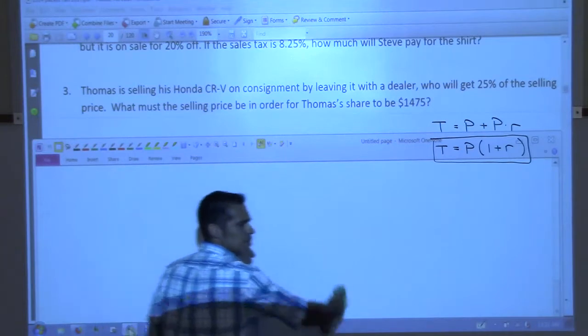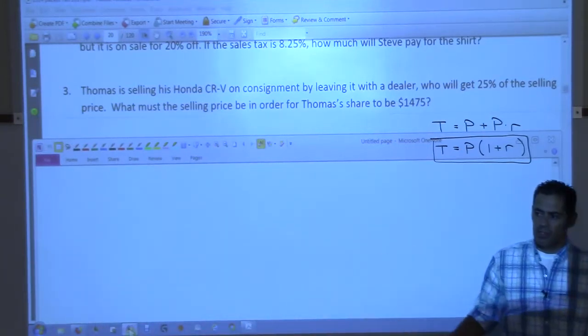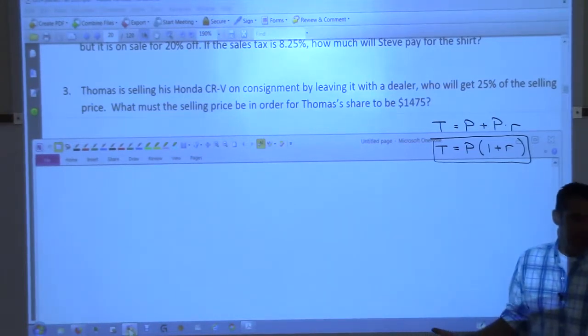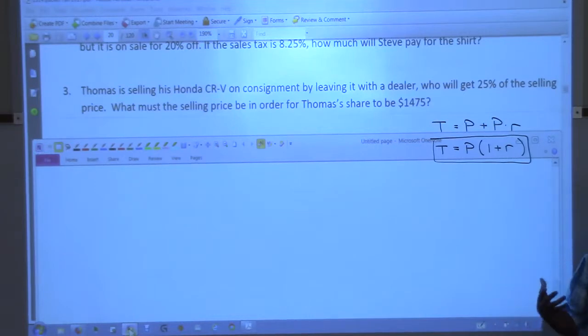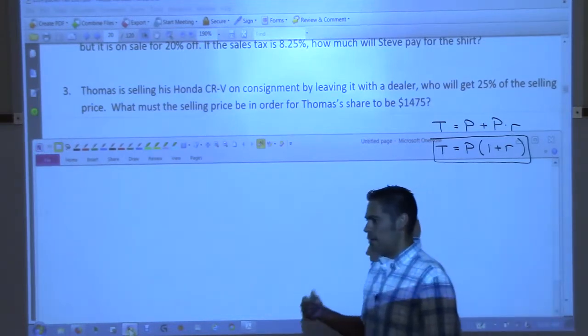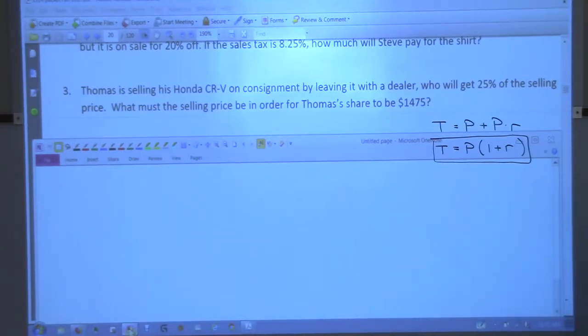Y'all know what consignment is? You're basically paying somebody to sell your stuff. So you go give it to the dealership, they sell it, they take a cut, you get a cut. But you don't have to hassle with selling it. There's a lot of consignment stores for clothing and furniture and things like that. They'll sell your clothes, they'll take a cut, but they have a store for it. You don't have to handle that part. All right, so what must the selling price be in order for Thomas's share to be $1,475?